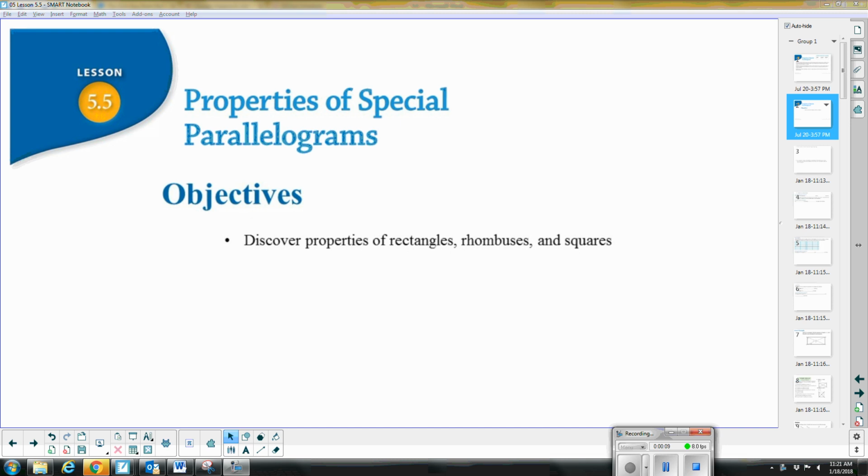So we've already talked about parallelograms, we talked about trapezoids, and we talked about what some special parallelograms are. Those are the squares, rectangles, and rhombuses. Now we're going to discover some special properties that each of those hold.